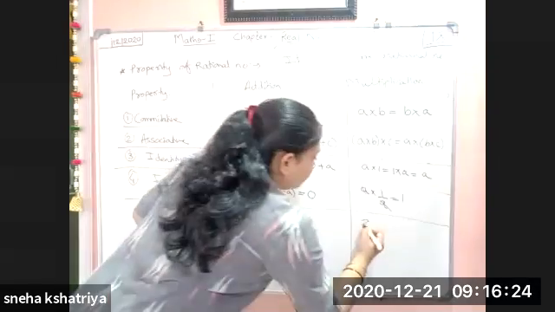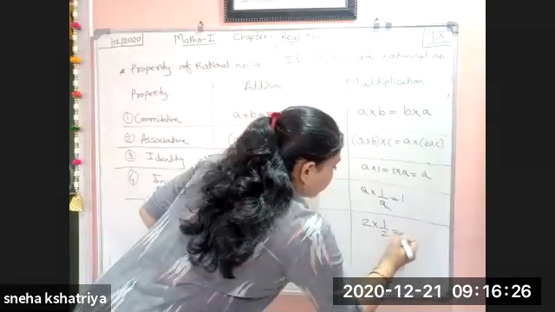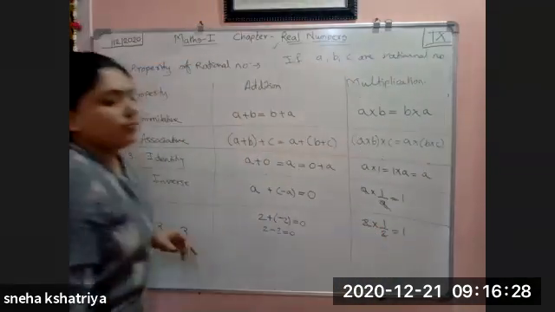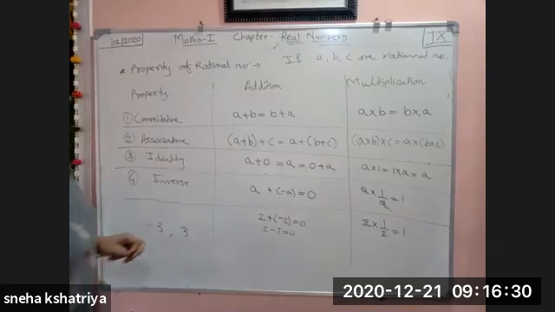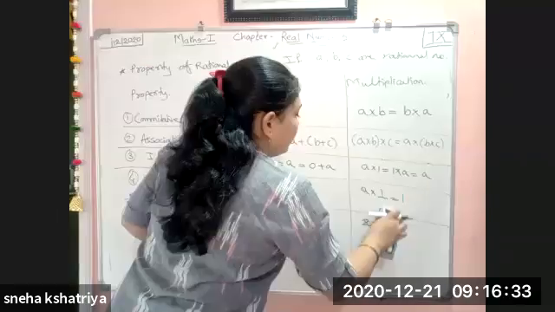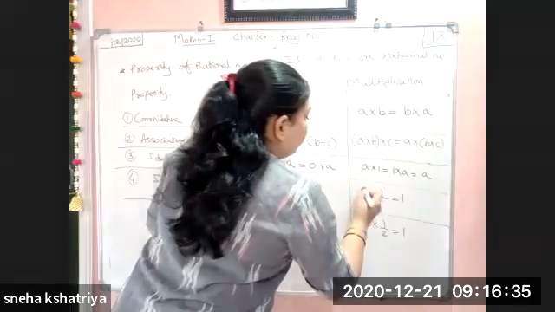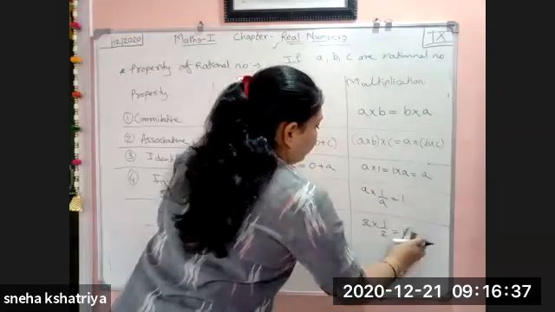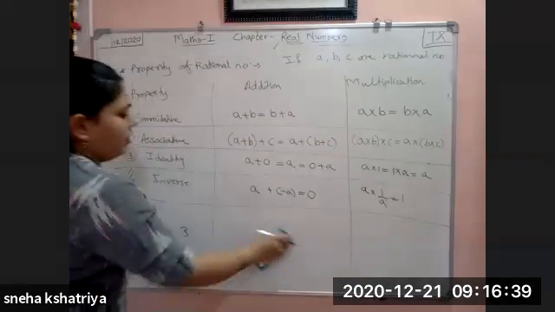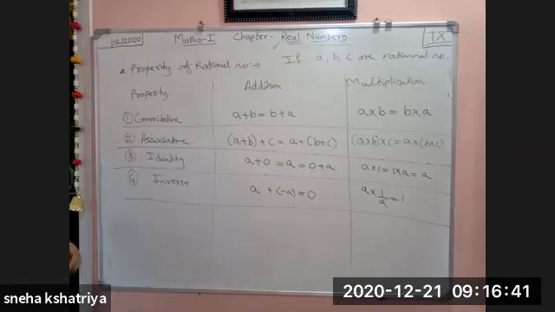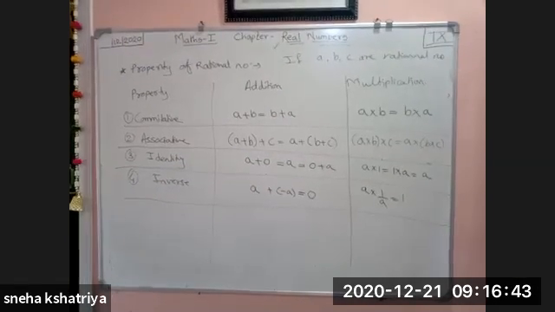Fraction 2 into 1 upon 2 which is equal to 1. This 2 up and down gets cancelled, so we get the value as 1. Okay, so this is what the properties of your rational numbers are. These are the 4 properties. One more is there, the distributive property, but we don't have to learn it right now.